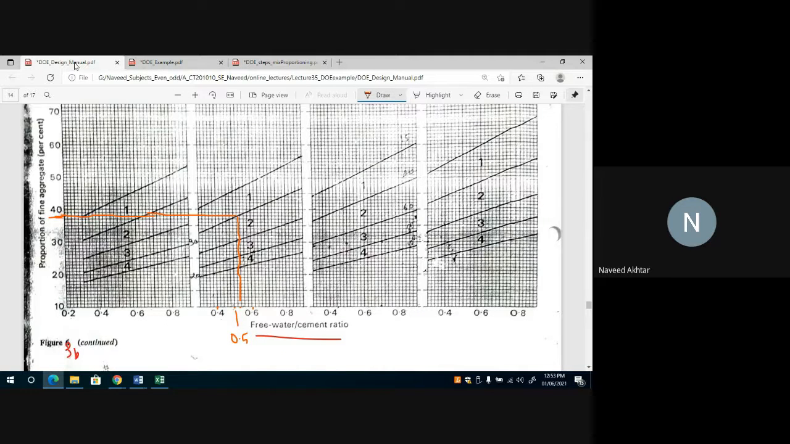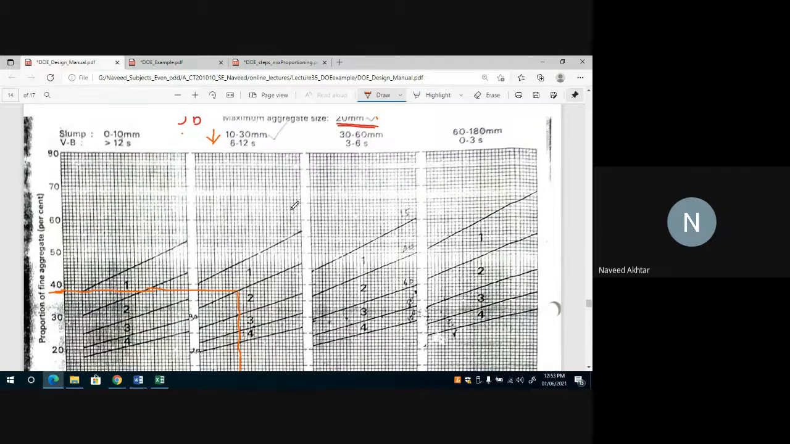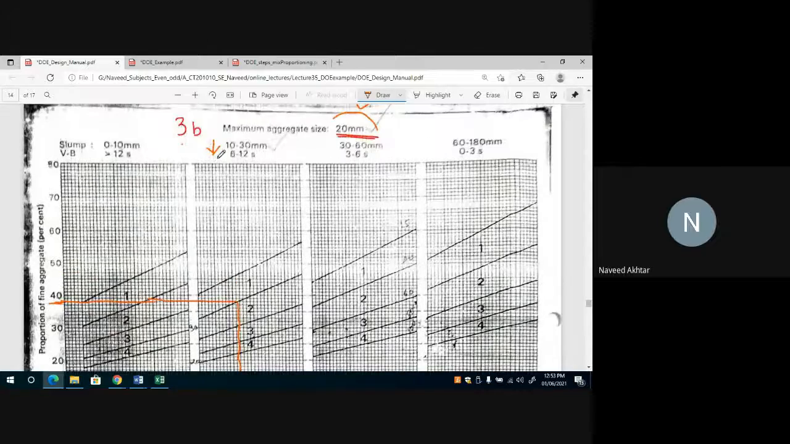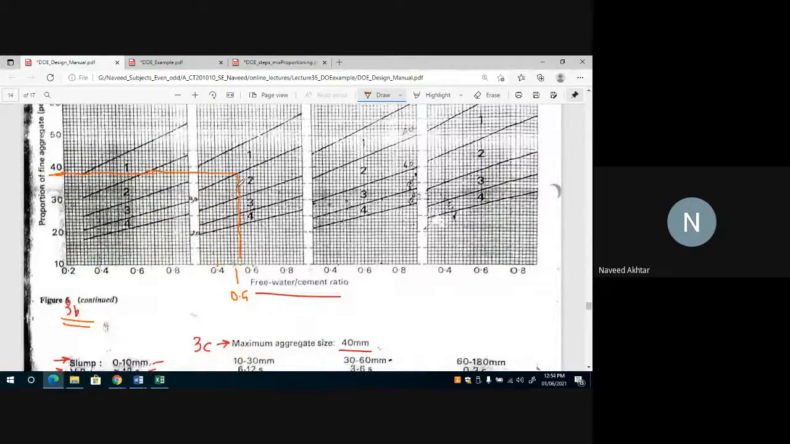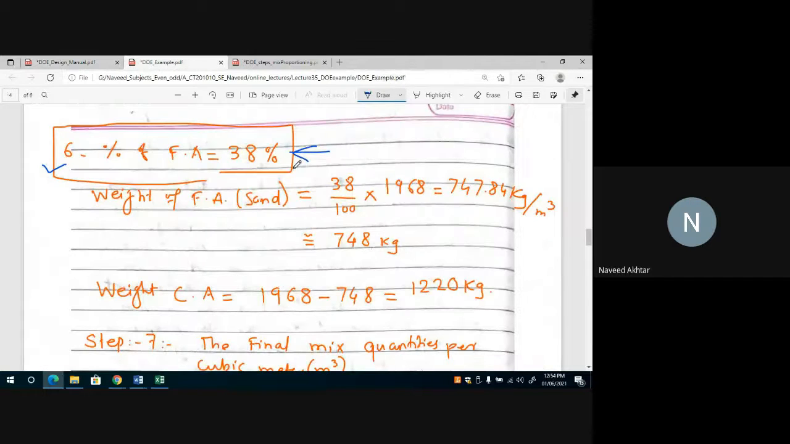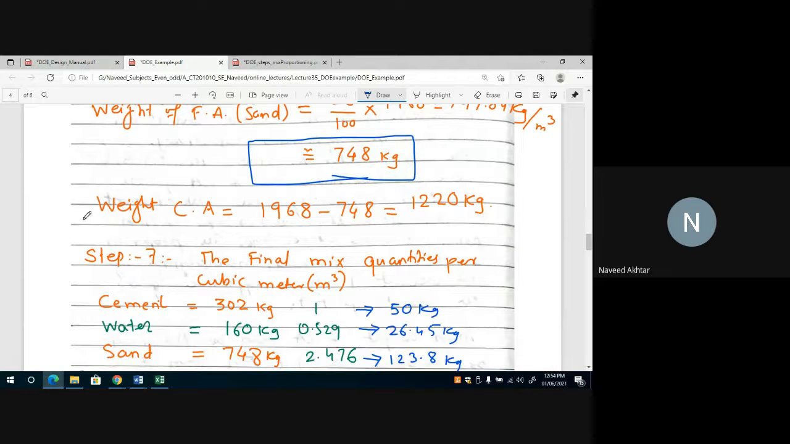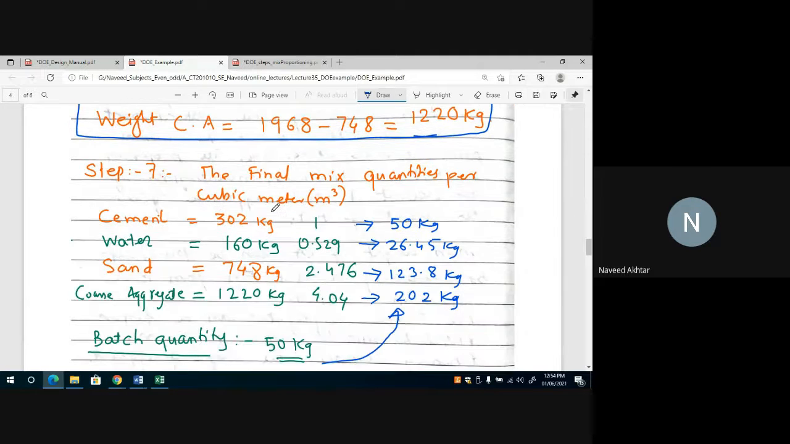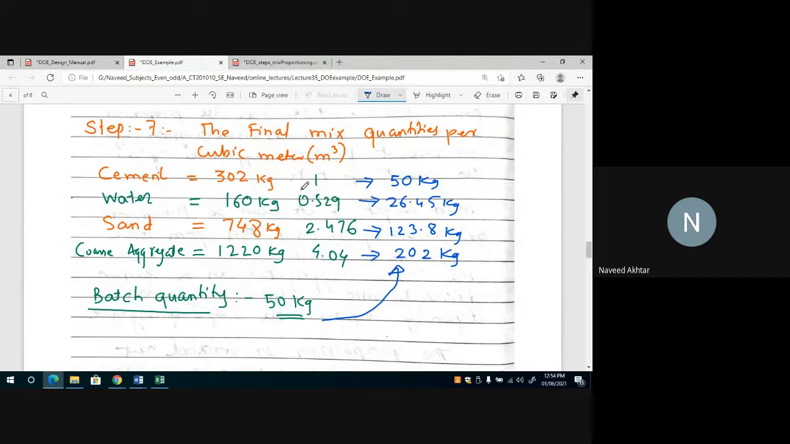From this graph we find it here, using graph 3B because for 20 mm aggregate it is figure 3B, and for slump we chose the second graph. And then we find out for zone 2 sand. That's why this value is 38%, and you calculate the weight of sand using the formula, and then you calculate the weight of coarse aggregate. Then the final mix proportioning of the cement, water, sand, and aggregate can be calculated. And at last, you have calculated the batch quantity.